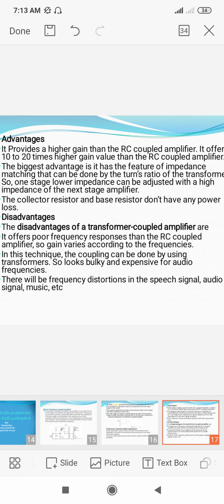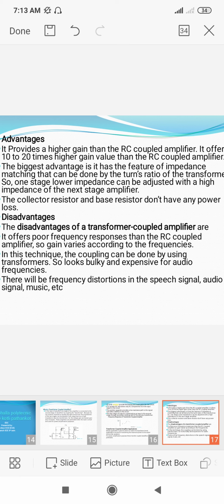And next, disadvantages of the transformer coupled amplifiers. The first one is that it offers a poorer frequency response than the RC coupled amplifier, so gain varies according to the frequencies. In these techniques, the coupling is done using a transformer.